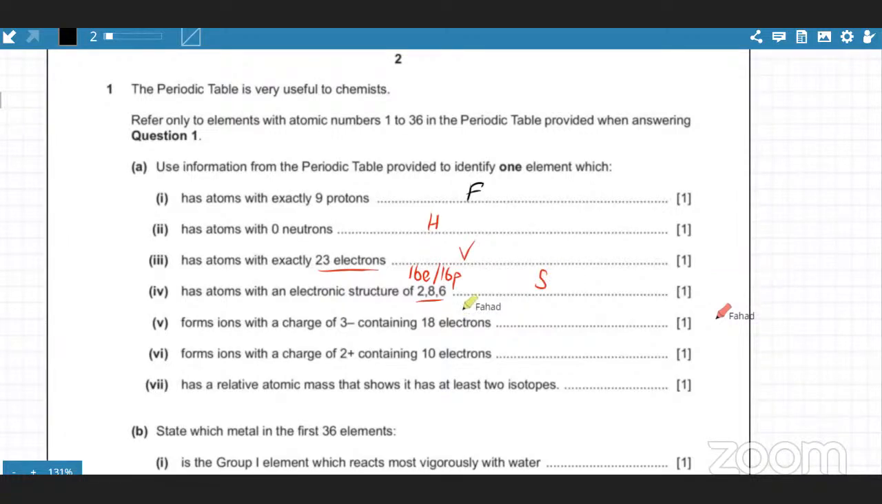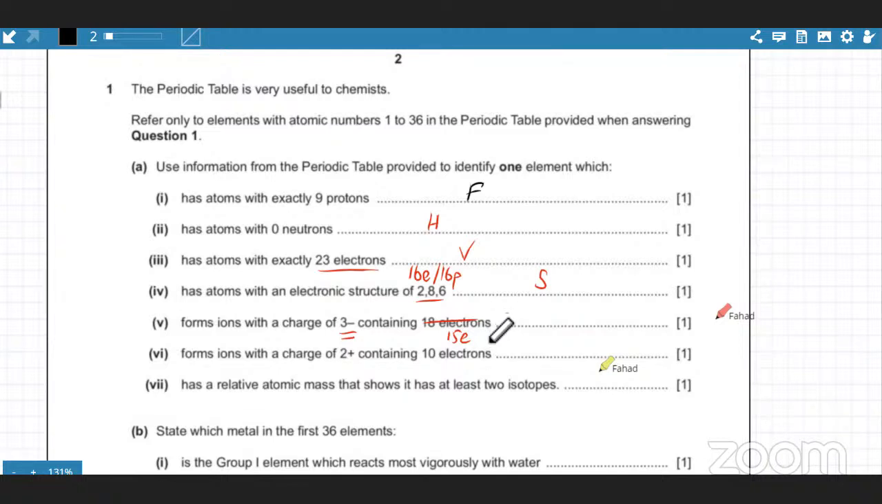The next one forms ions with a charge of 3 minus containing 18 electrons. If it has a charge of 3 minus, that indicates that it has gained 3 electrons. So in reality, the atom is not going to have 18 electrons. The ion has 18 electrons. The atom must have 15 electrons, which is why it's getting a 3 minus charge. That means it has gained 3 extra electrons. So I'm going to remove those 3 extra electrons. It's going to have 15 electrons.